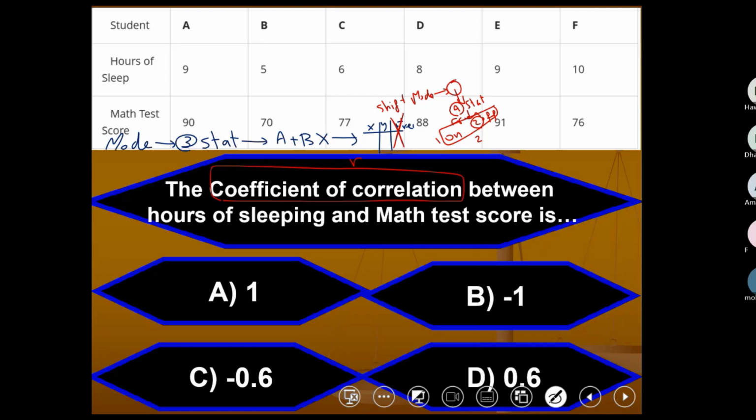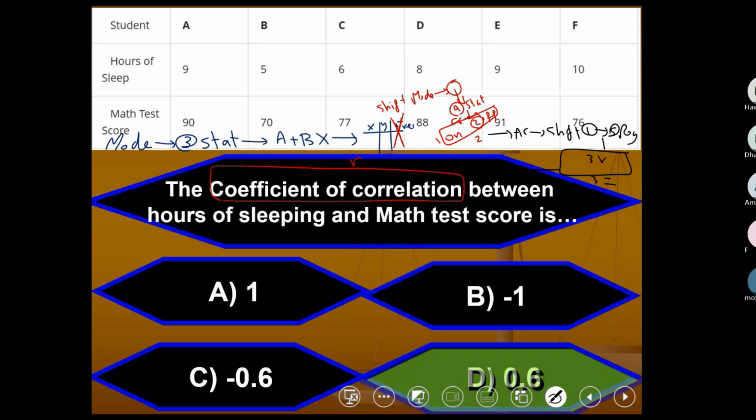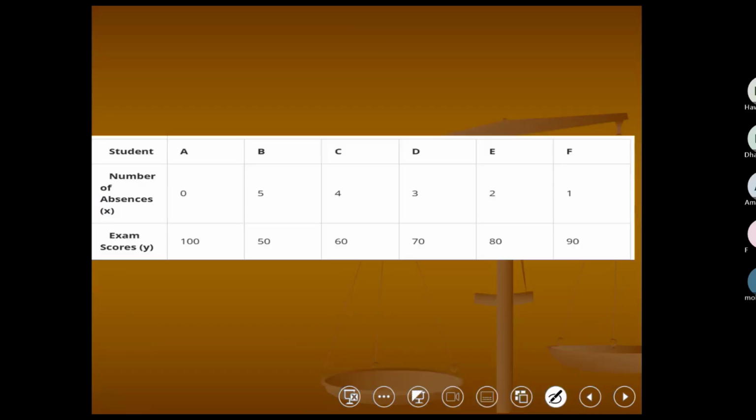Good. Now, what is the coefficient of correlation? R. After you finish, input your data, press AC, as we said, shift 1, go for number 5, reg. It will open everything for you. You need the correlation coefficient, so you go for R, number 3, press 3 and equal. It will give you what? D. How much? A or D? 0.6. D. Thank you so much.